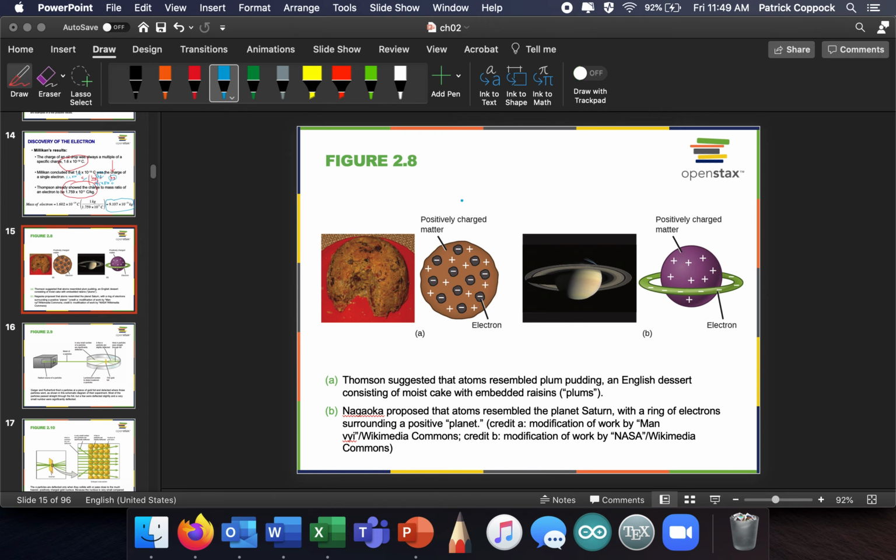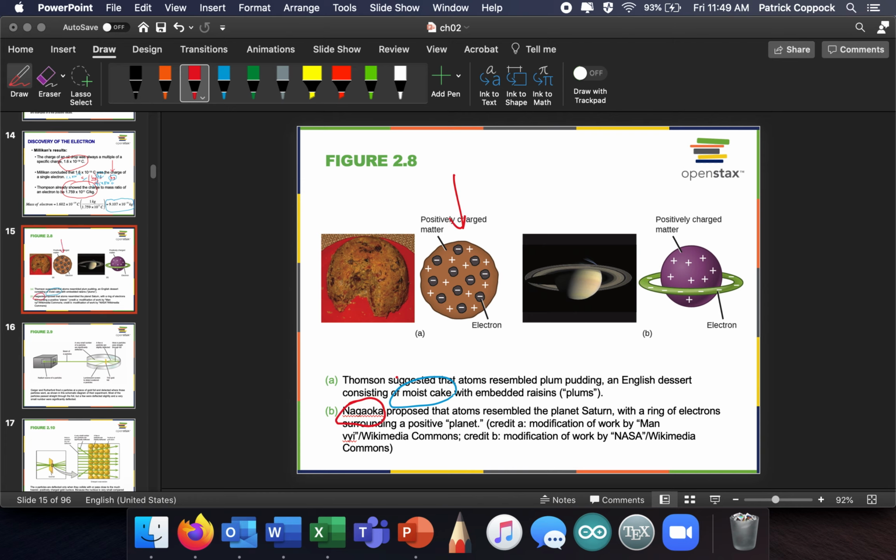There's the plum pudding model, right? So Thomson thought this is plum pudding. It's really like a soft cake and a moist cake. I guess that's what that says here. Moist cake. Go back to red. And he suggested that the atoms were made of charged particles that were pluses and minuses all mixed in, right? Like that's your plum pudding.